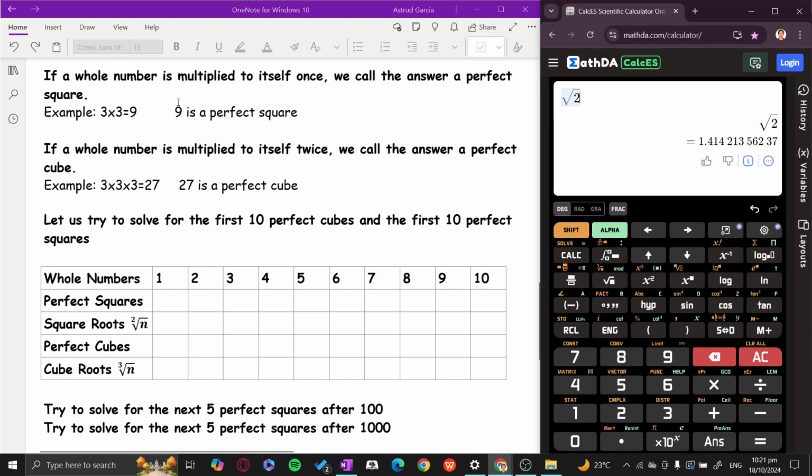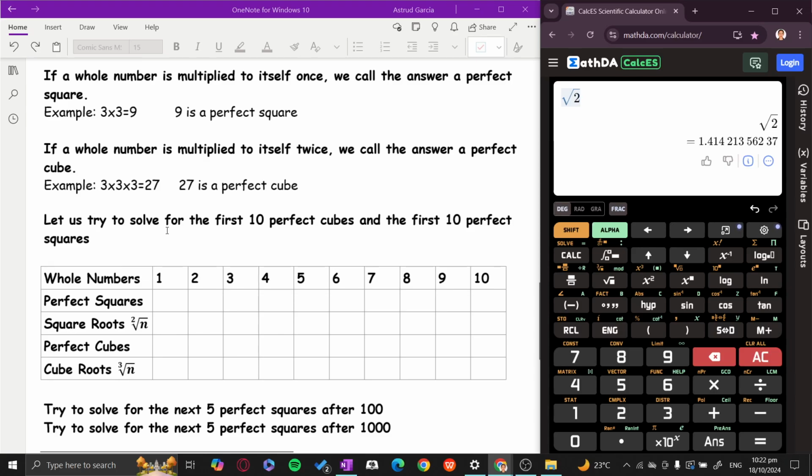If a whole number is multiplied to itself once, we call the answer a perfect square. So let's see this example. 3 times 3 is equal to 9. 9 is a perfect square. If a whole number is multiplied to itself twice, we call the answer a perfect cube. Look at this example. We have 3 times 3 times 3 is equal to 27. 27 is a perfect cube.